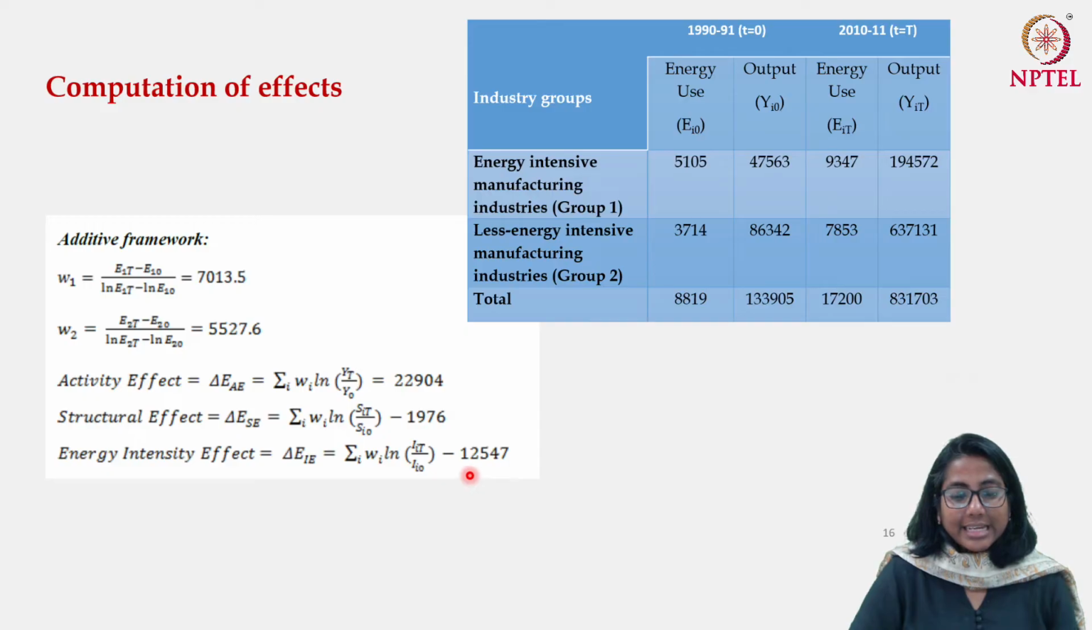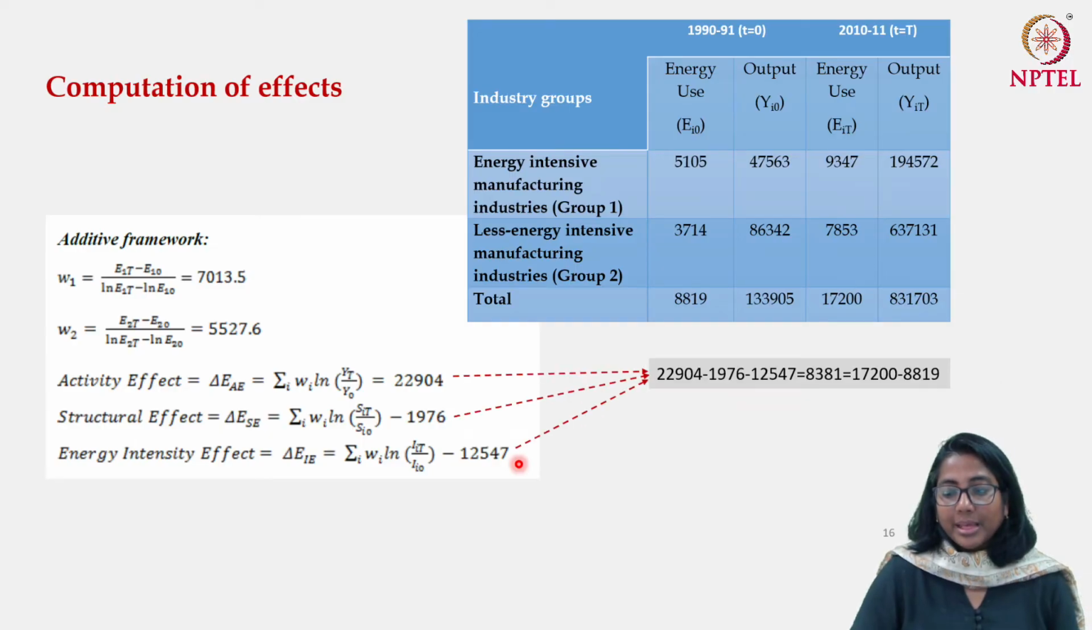The third is the energy intensity effect. So it comes with a minus sign, and this is a big value. So this means that over time Indian industries has actually achieved a lot of gain as they have reduced their energy intensity over time. So these are the three effects. Now if you add them up, so if you add 22,904 minus 1976 minus 12547, the value that you get is basically 8381.